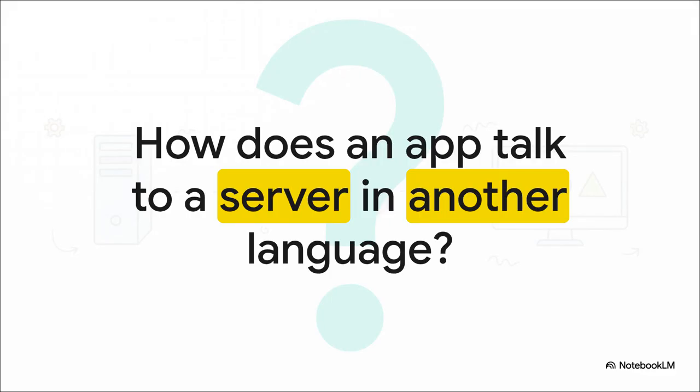So, have you ever really stopped to think about this? The app on your phone is probably built with something like JavaScript, but the server it needs to talk to, that could be running on Rust or Python or Java, a completely different language. How in the world do they understand each other? It seems like it should be impossible, right? Well, that's the exact problem we're going to solve today.